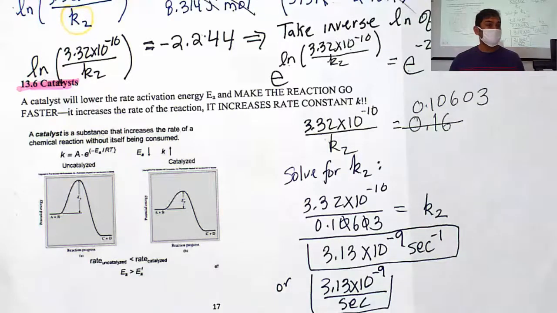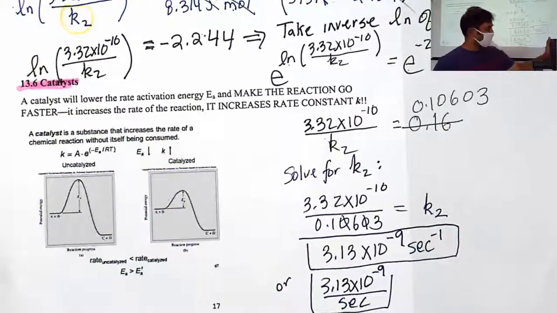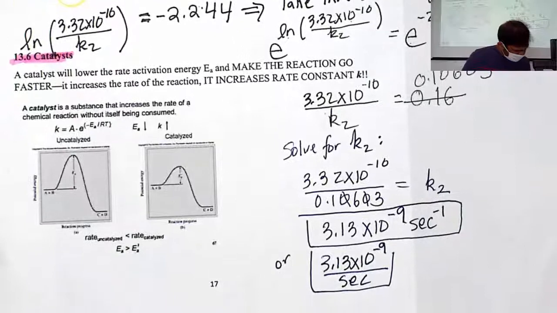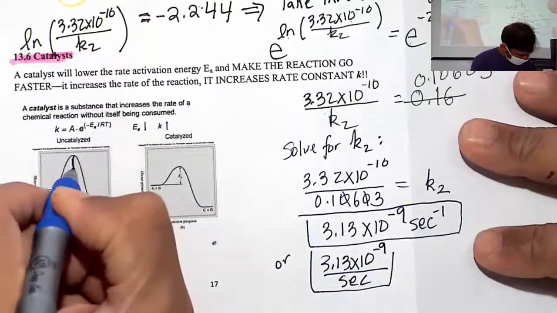Okay, the main theme of this chapter is speed, right? Speed, velocity. So it increases the speed of the reaction, right? So that's what a catalyst will do. So how will a catalyst increase the speed of the reaction? It lowers the activation energy, okay?